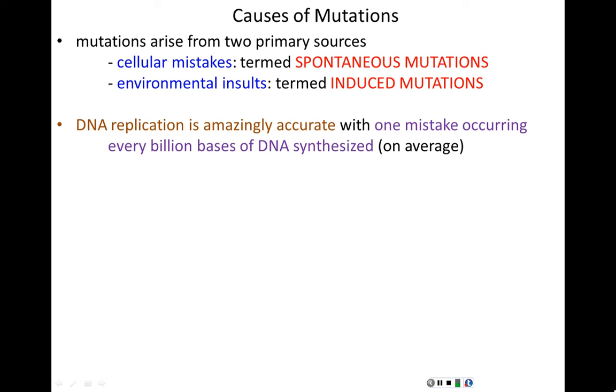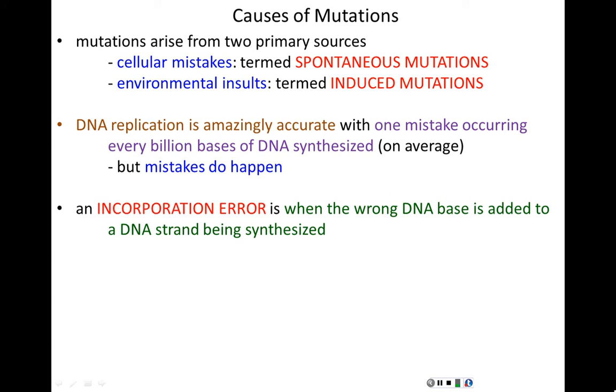The accuracy of DNA replication is mind-boggling. One mistake occurs during DNA replication for every billion bases of DNA synthesized. Now, let me say that again. One mistake occurs during DNA replication for every billion DNA nucleotides synthesized. That's like saying one key on your keyboard is pressed incorrectly for every billion letters you type. Can you imagine that level of accuracy? Can you even fathom how unbelievable it is that anything could possibly be so accurate? But you know what we care about? We care about that one mistake, because that one mistake is a mutation. We refer to it as an incorporation error.